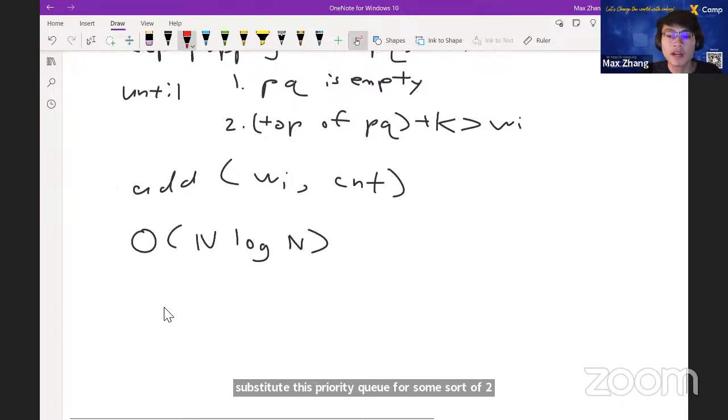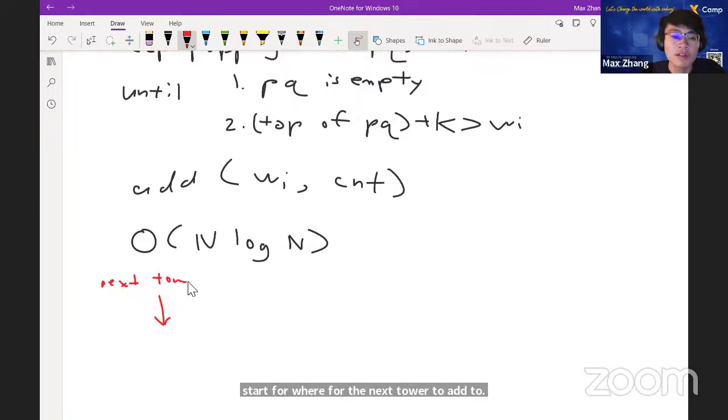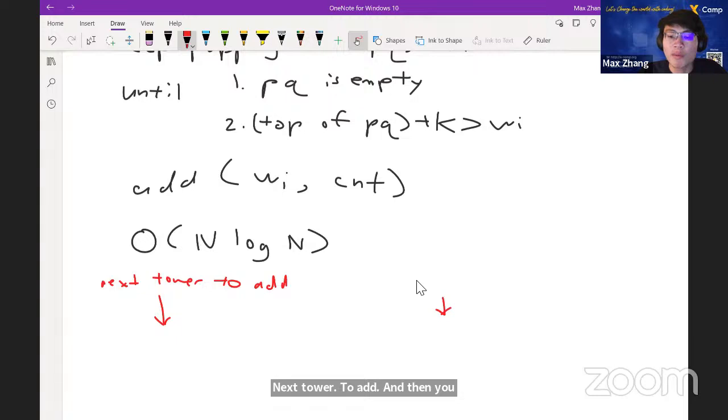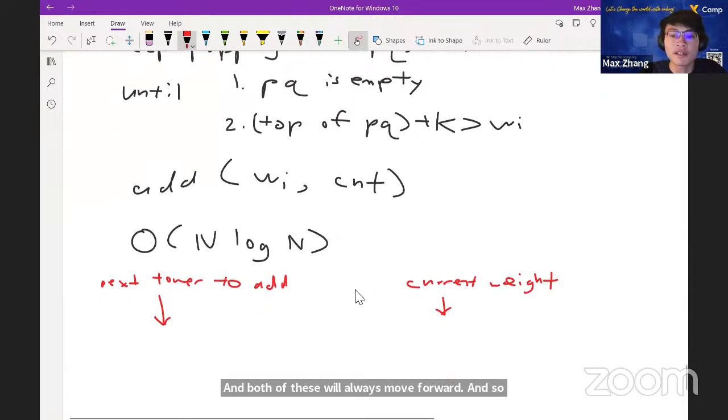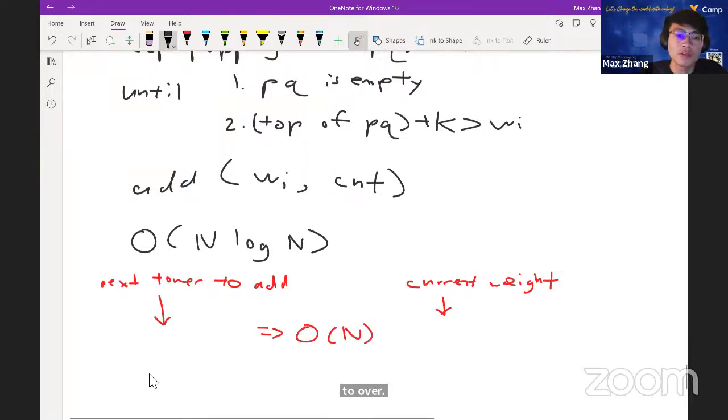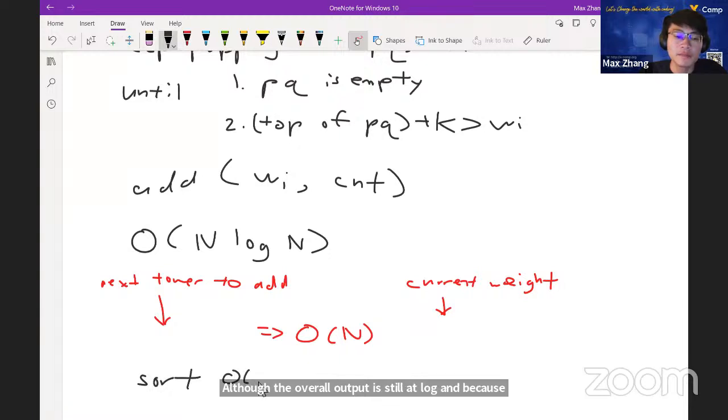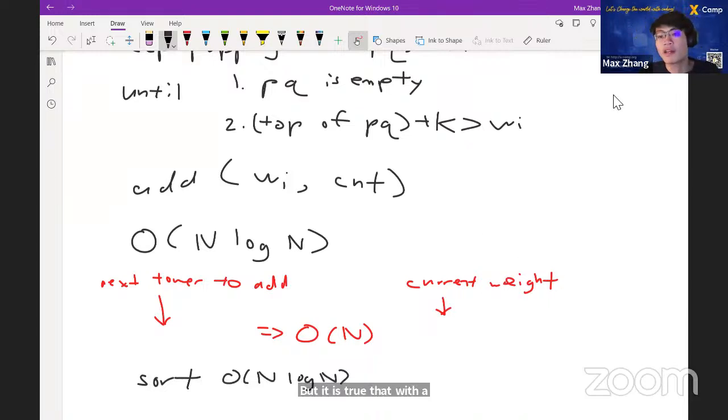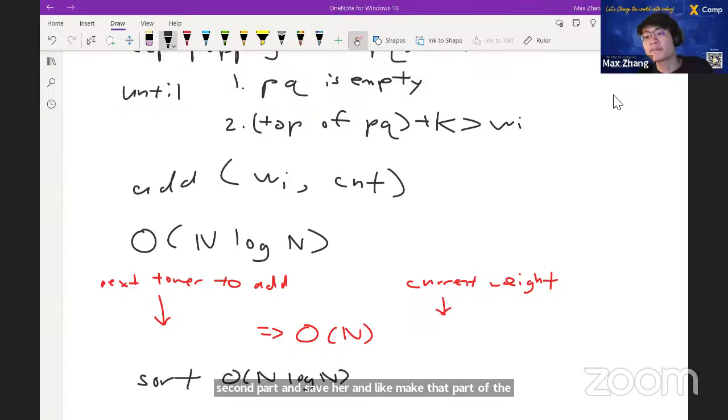where basically you have one pointer for where you start for the next tower to add to, and then you have one pointer for the current weight. Both of these will always move forward. And so that would actually reduce this part of the algorithm down to O of n. Although the overall algorithm is still n log n because you still have to sort. So the sort still makes it n log n. But it is true that we could use two pointers for the second part and make that part slightly more efficient.